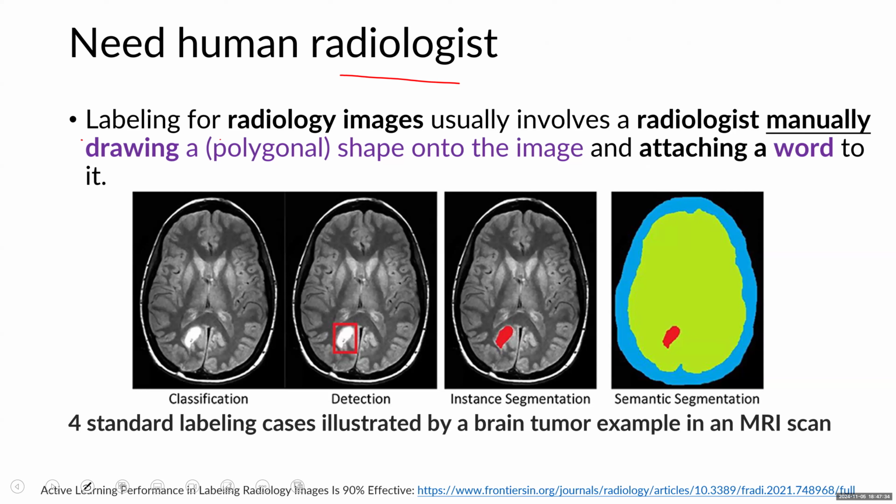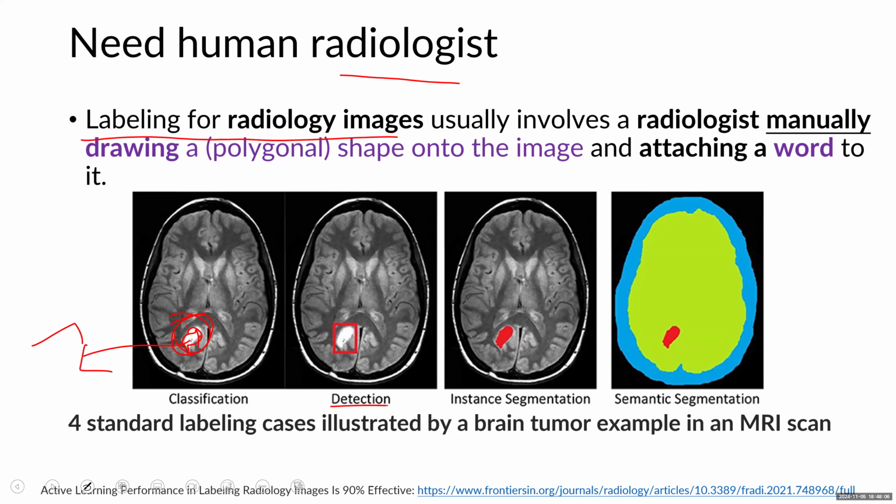And for labeling radiology images, usually we need a professional human radiologist to manually draw or identify that this is the thing. But you have to exactly pinpoint the dots and so on, to shape it into an image. And we attach a word, so we say that this is this kind of tumor, and so on.